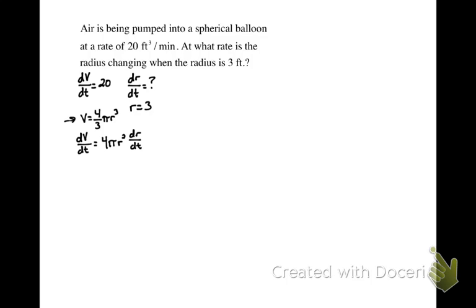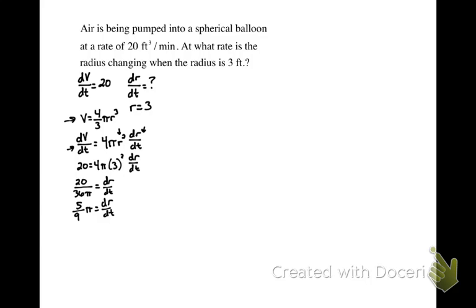Now I have all of the components necessary to answer the question. I want to know dr/dt. I have a specific radius in mind. I know dV/dt. So I'll be able to solve 20 must equal 4 pi times 3 squared times dr/dt. Or if I were to solve this for dr/dt, this would be 20 divided by 36 pi is equal to dr/dt. Right, and reduced, this would be 5/9 pi is dr/dt.